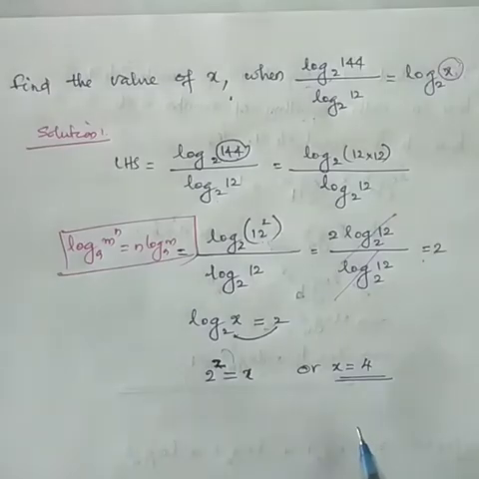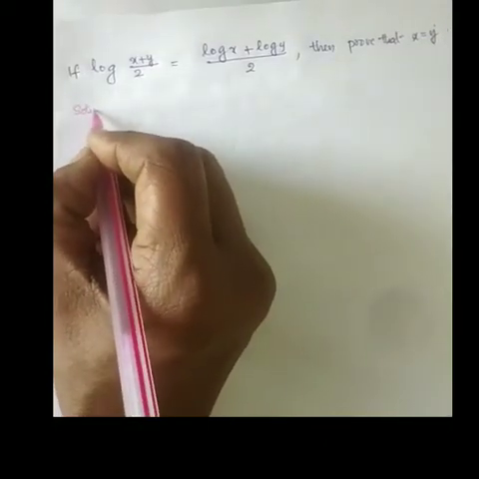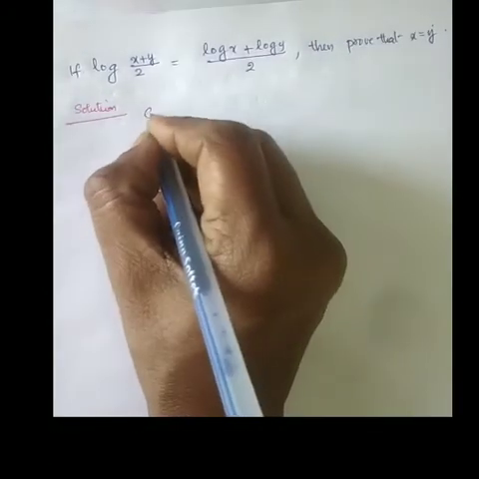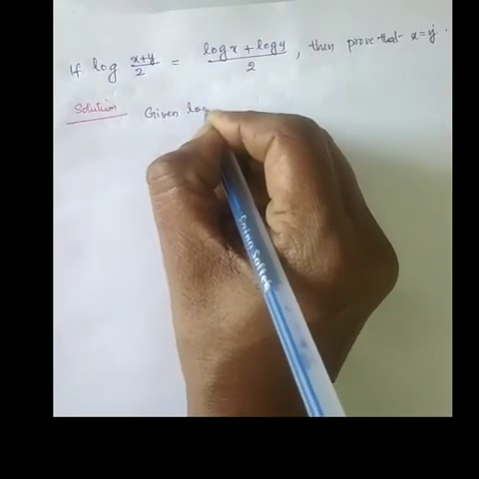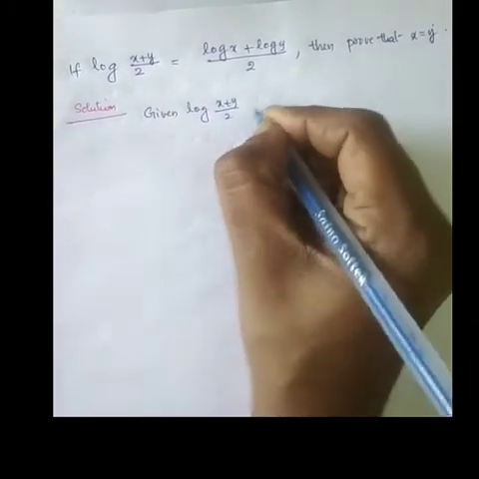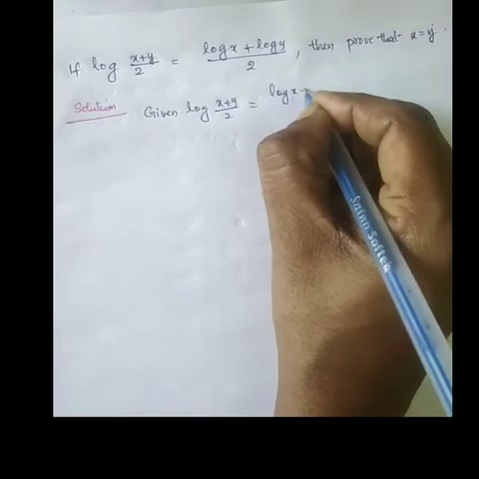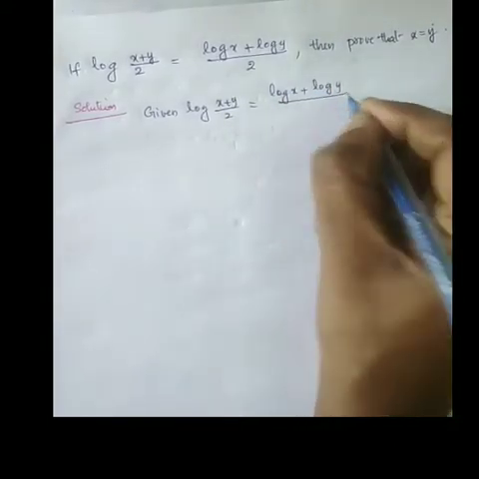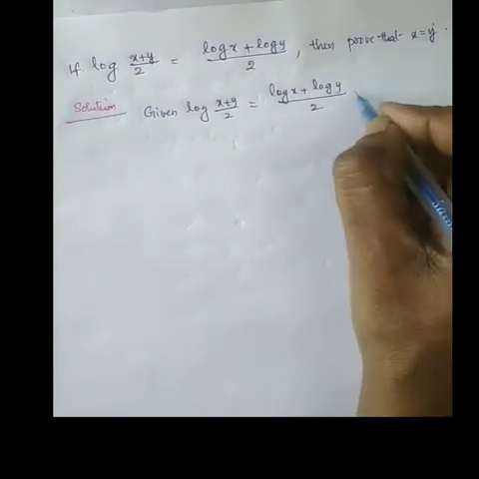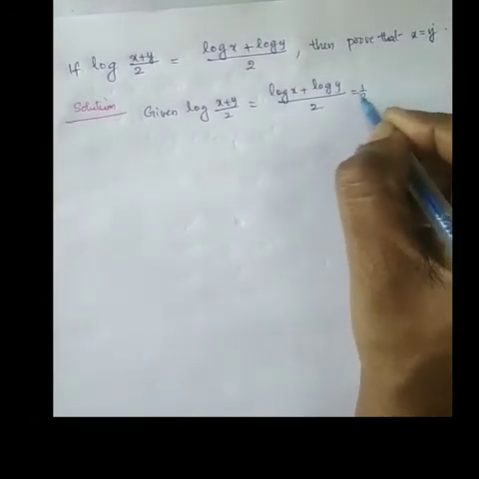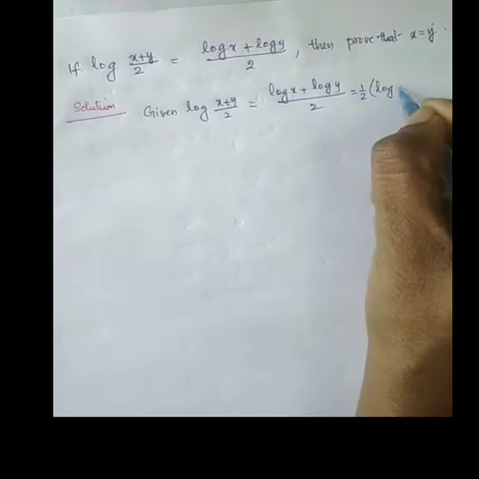Okay. Next one. If log of (x plus y) by 2 equals (log x plus log y) the whole divided by 2, then prove that x equal to y. Solution. Given log of (x plus y) by 2 equal to (log x plus log y) divided by 2. This can be written as 1 by 2 into (log x plus log y).